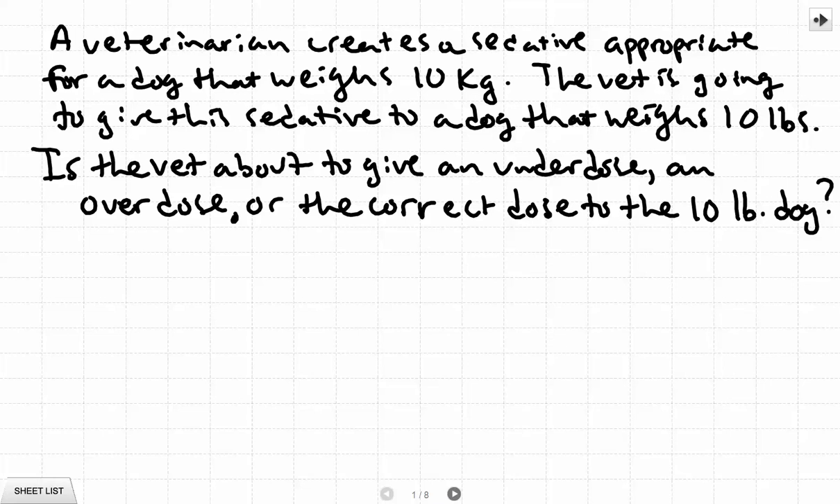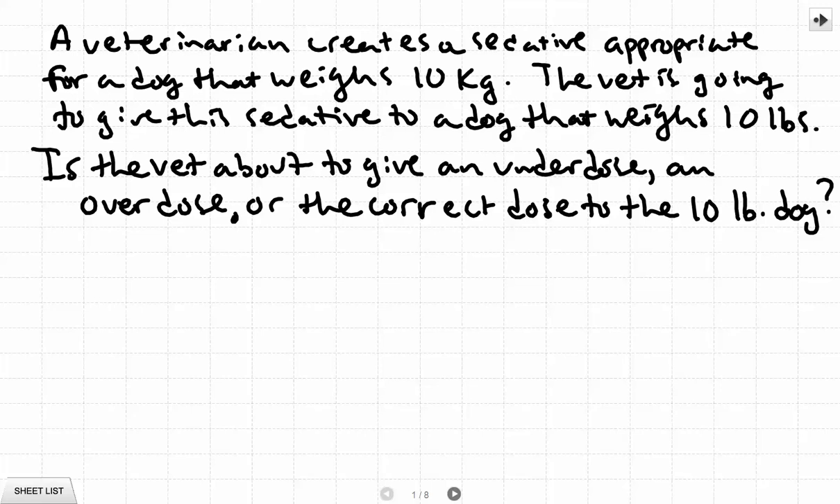Okay, so here is a problem that I've written up ahead of time because it's a lot of introduction. A veterinarian creates a sedative appropriate for a dog that weighs 10 kilograms. The vet is going to give this sedative to a dog that weighs 10 pounds. Is the vet about to give an underdose, an overdose, or the correct dose to the 10-pound dog? So this is a small amount of computation and is really just much more about reasoning.